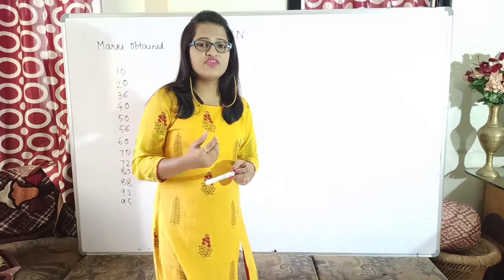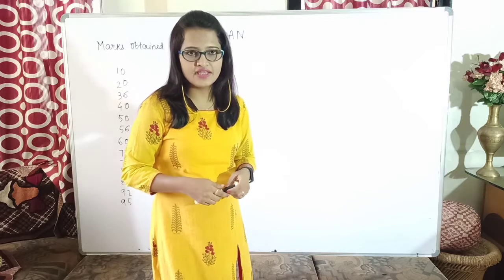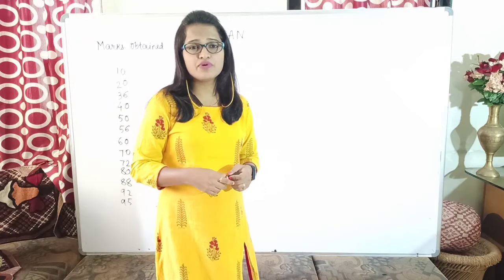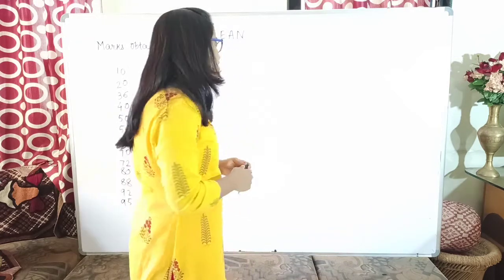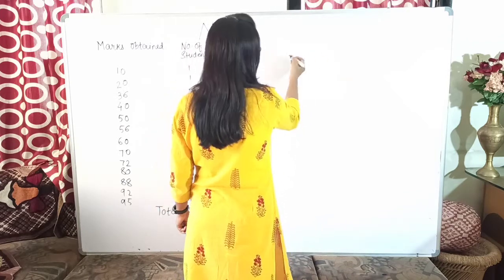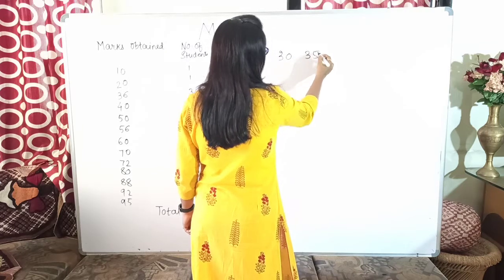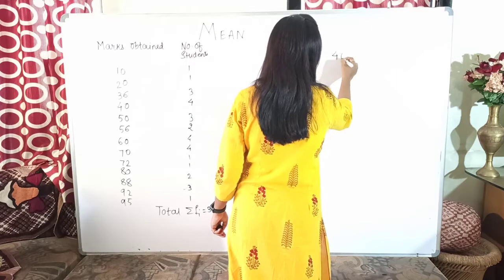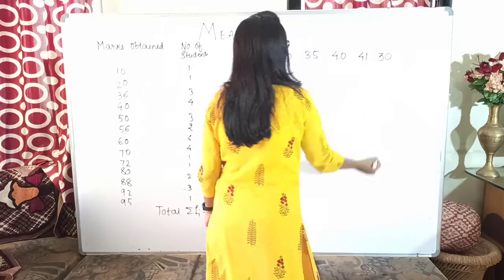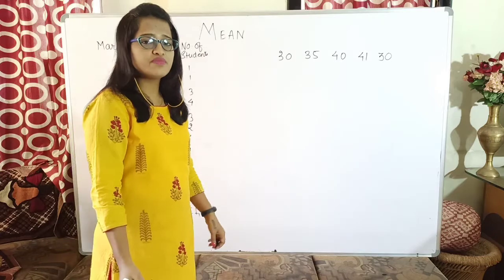For example, if I have to find the average of the marks obtained by a student A, I will first have to know the marks obtained by that student in different subjects. Let us suppose the marks obtained by student A in 5 subjects, out of 50, are 30, 35, 40, 41, and again 30. I have to find the average of the marks obtained by student A.